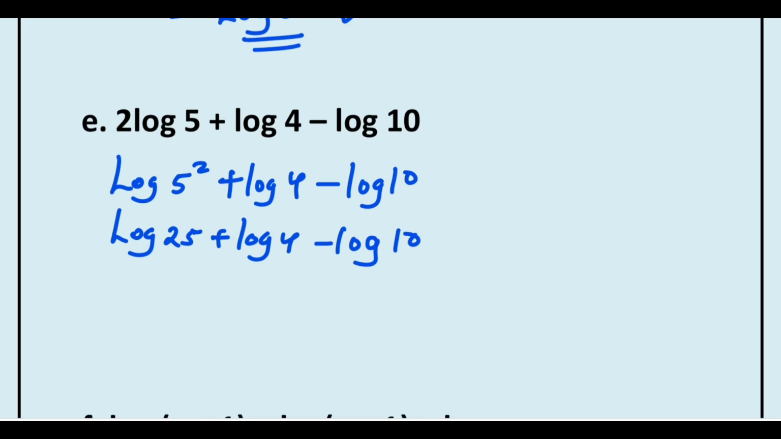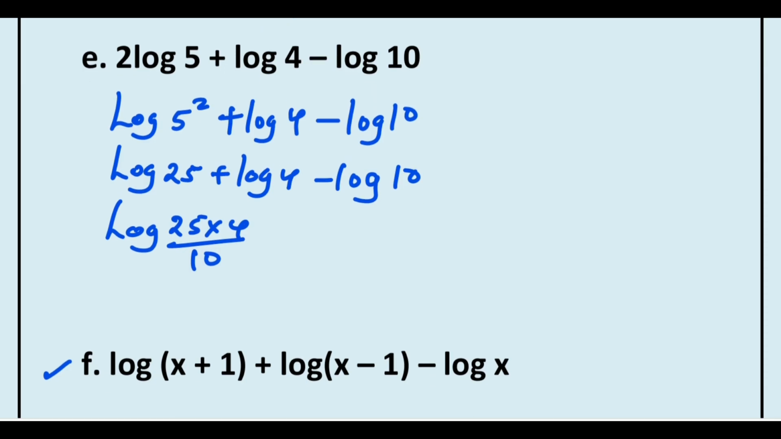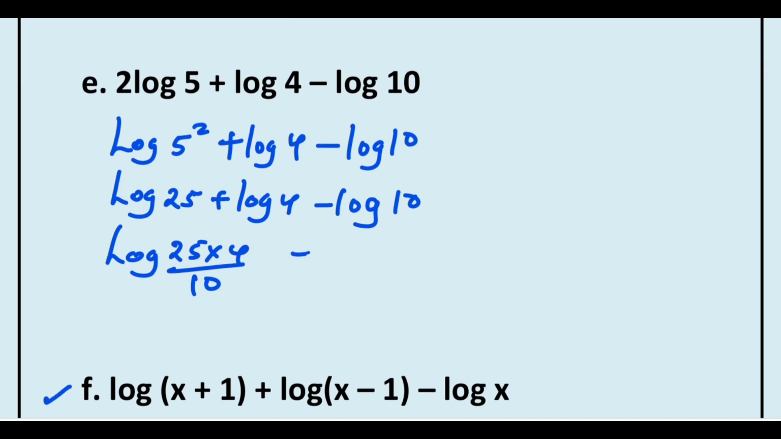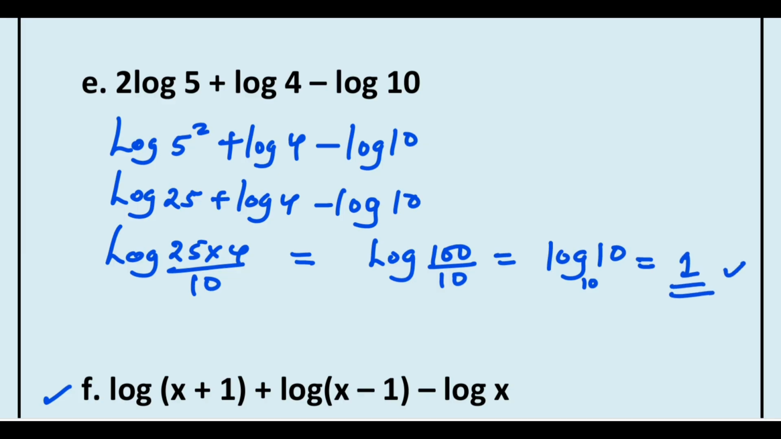Addition is multiplication, so we shall have log 25 by 4, and then subtraction is division, so divide by 10. And 25 by 4 is 100, so we shall have log 100 divided by 10. 100 divided by 10 gives you 10, log 10. And then log 10, because the base was not given, it is therefore to base 10, and log 10 base 10 is equivalent to 1. So therefore the final answer for this case is 1.